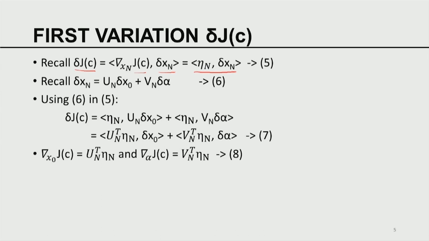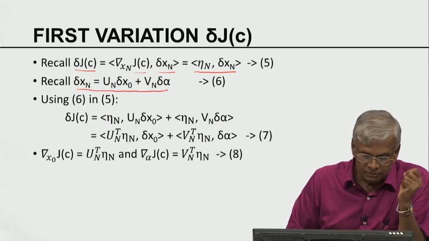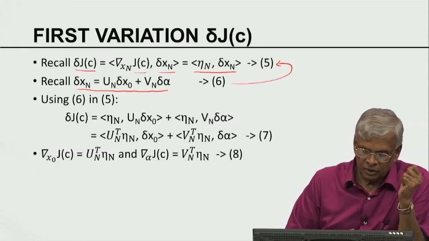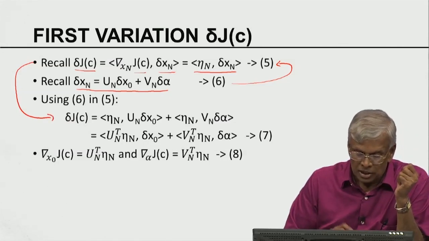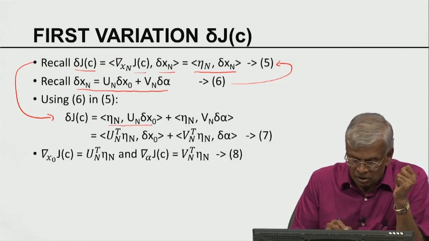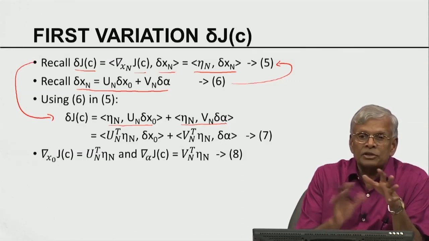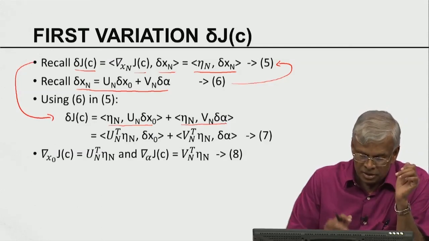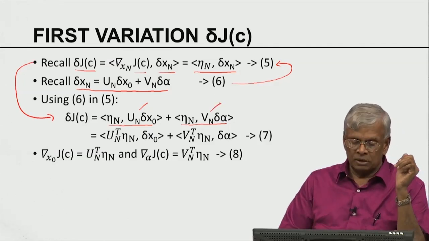From the forward sensitivity equation, please recall, delta X n is equal to U n delta X naught plus V n delta alpha. Now substitute 6 in here, for delta X n. That gives rise to delta of JC equal to this term as well as the sum of these two terms, because from 6 delta X n consists of two parts, one arising from the change in the initial condition, another from the change in the parameters. So this term accounts for the change in the initial condition, this term accounts for the change in the parameter.